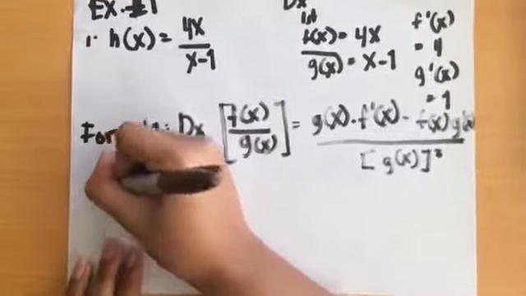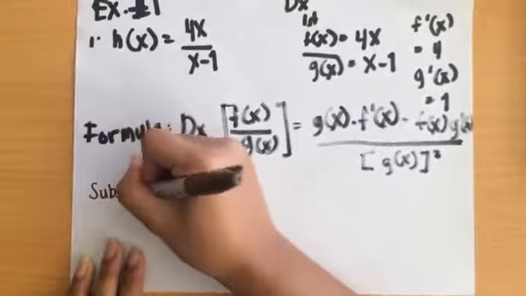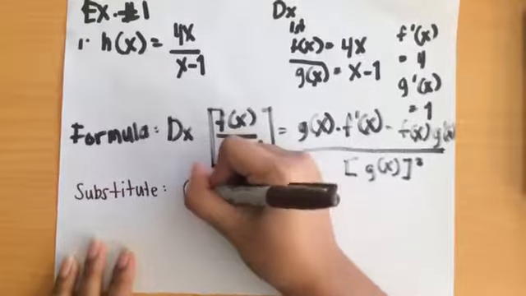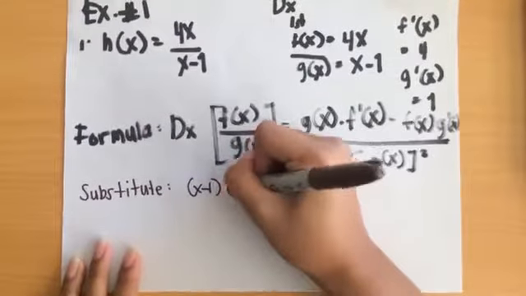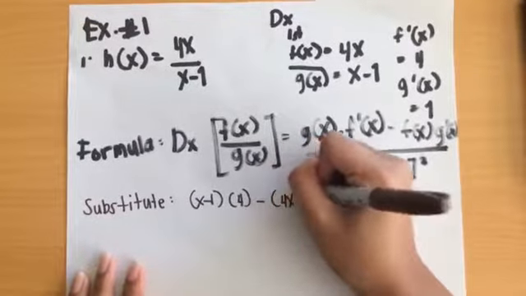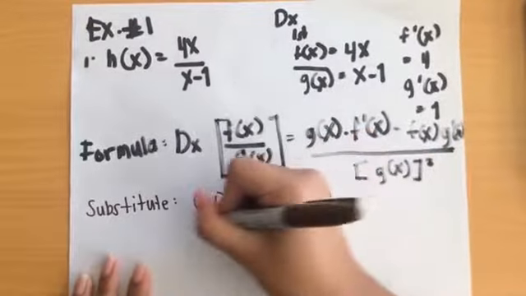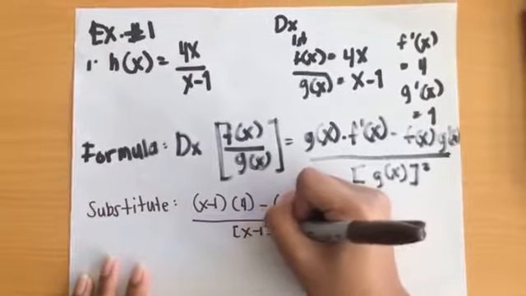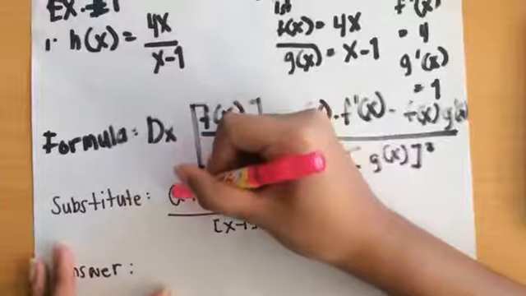After writing the formula, all we have to do now is to substitute. The value of our g of x is x minus 1, times the derivative of f of x, which is 4, minus f of x, which is 4x, times the derivative of g of x, which is 1, over x minus 1 squared.